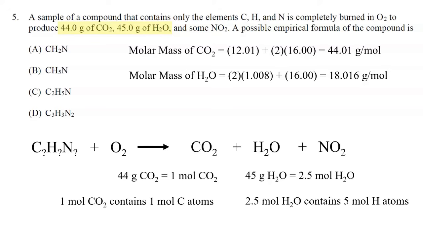is 5. And now that I know that I have 1 mole of carbon atoms for every 5 moles of hydrogen atoms, then I can look for an empirical formula that has that 1:5 ratio, and the only choice that does that is choice B. So the correct answer is choice B, because there's a 1:5 ratio of carbon to hydrogen.